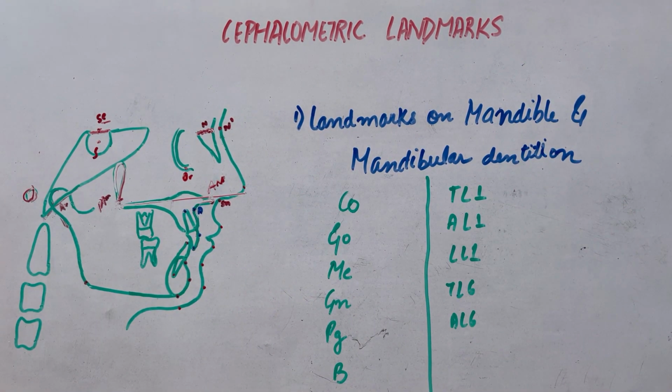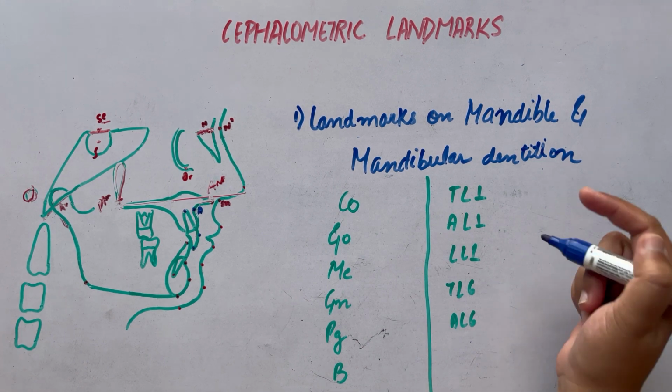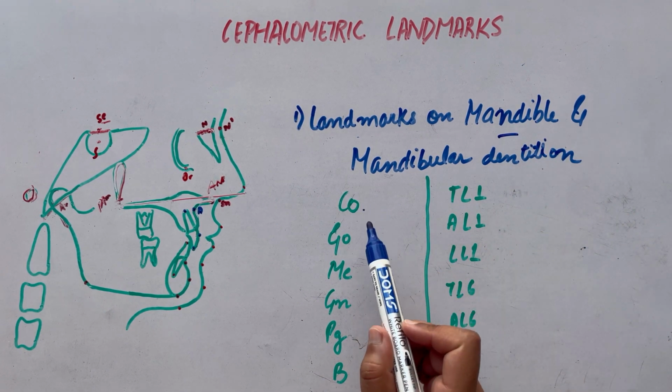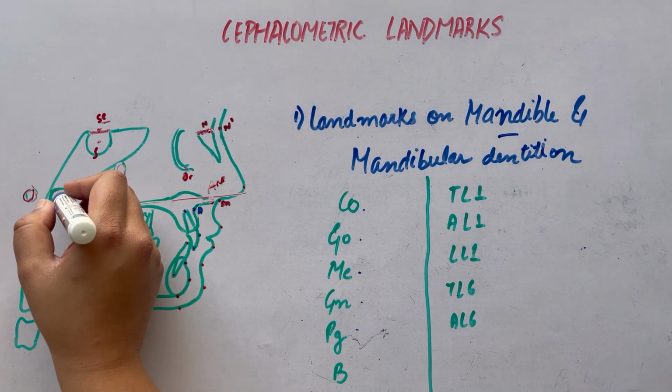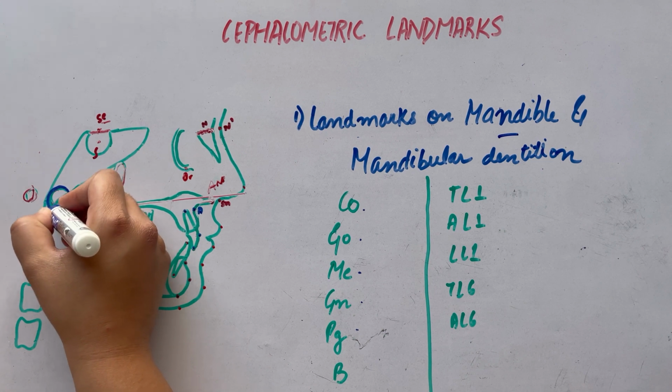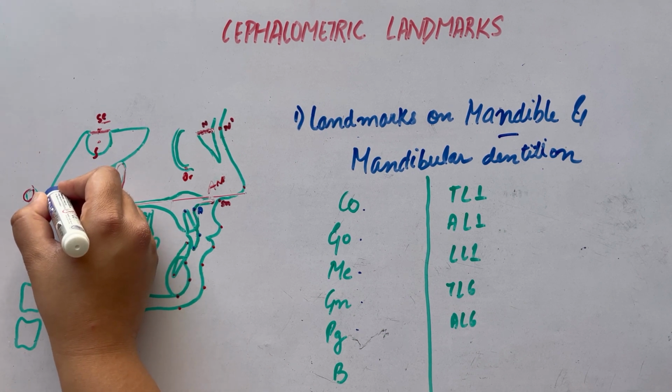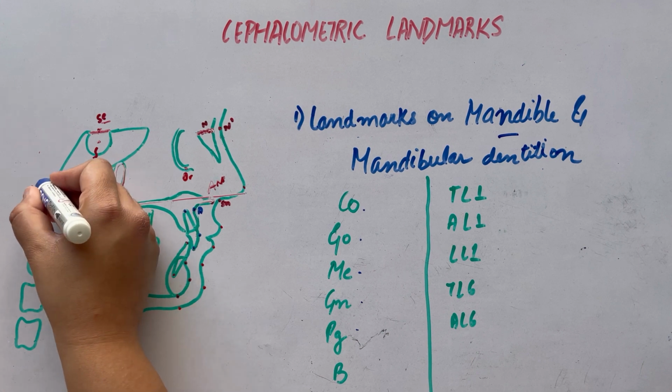Next, we'll discuss the landmarks on mandible and the mandibular dentition. Now, landmarks on mandible are condylion, gonion, menton, nathion, pogonion, and point B, supramental. To start with, condylion is defined as the point located on the superior posterior contour of the mandible. So, this is the condyle. The most superior and posterior point on the condyle of the mandible is the condylion point.